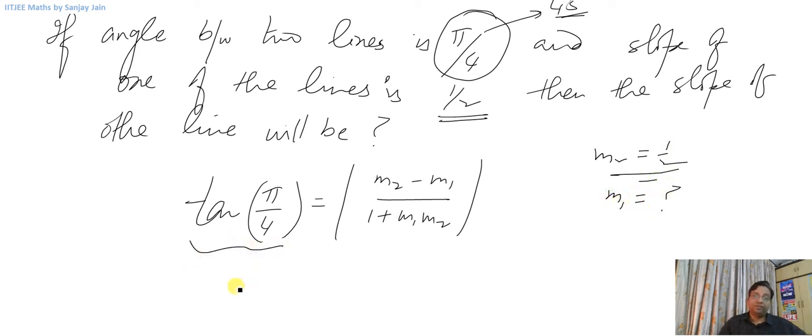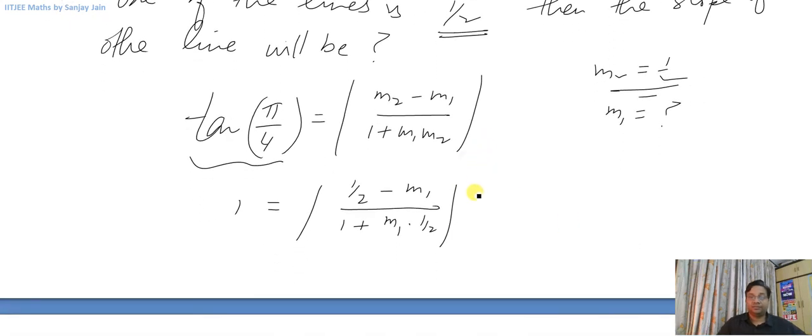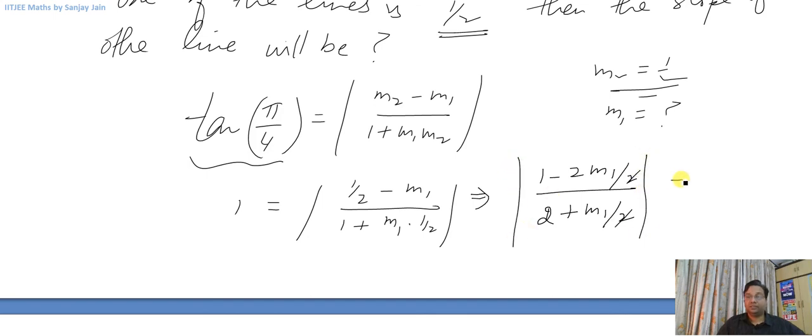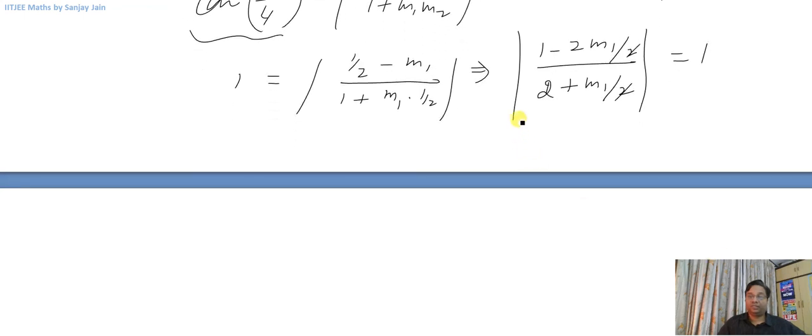What is tan of pi by 4? It is equal to 1. So let me put m2 equal to 1 by 2, and it will be 1 plus m1 into 1 by 2. So the expression that I've got here is (1 minus 2m1) divided by 2, over (2 plus m1) divided by 2. So the 2 in its denominator and 2 here will get cancelled, right? So it will be equal to 1.